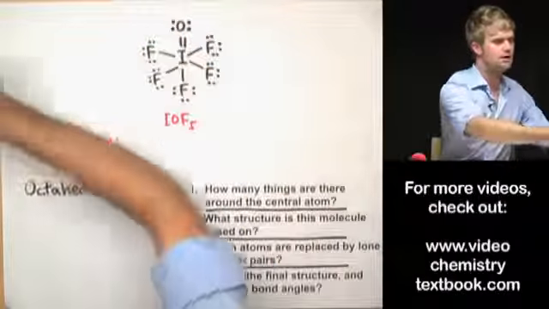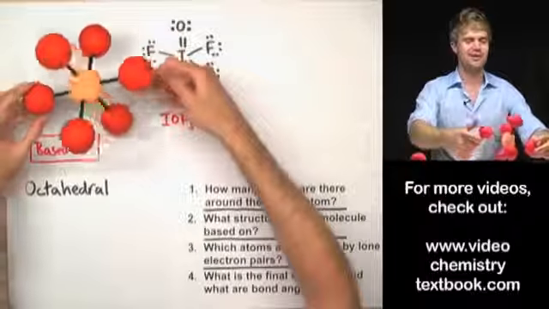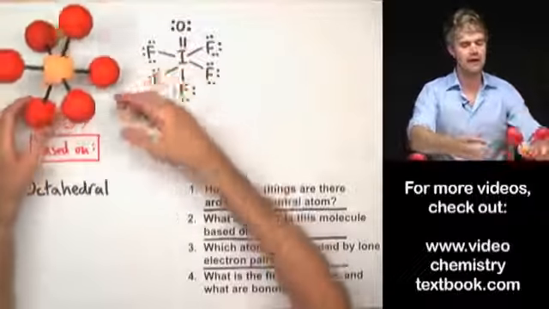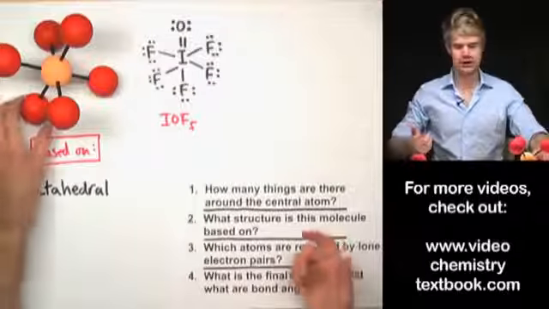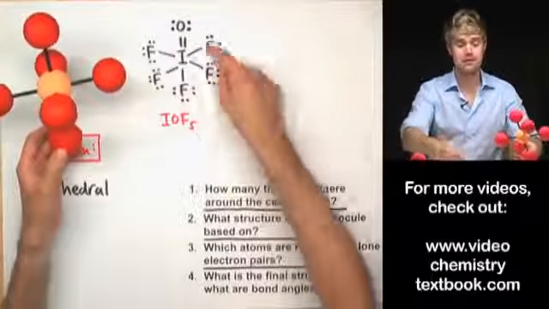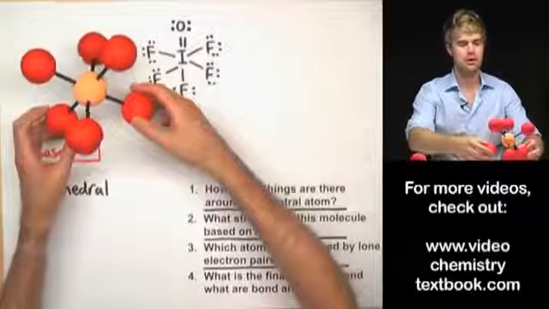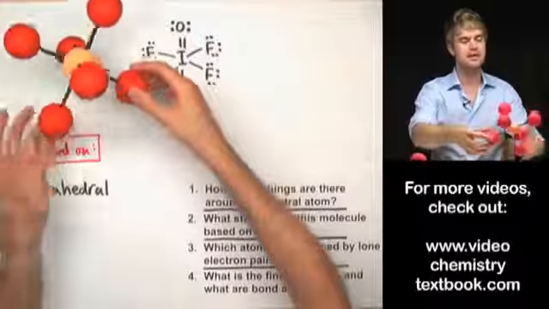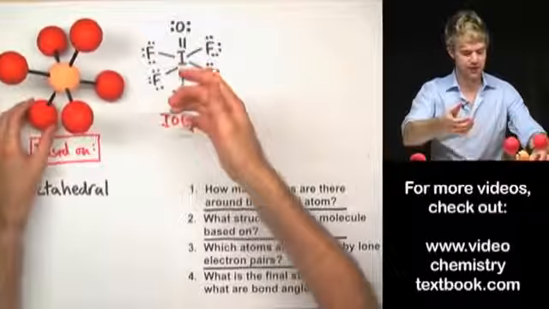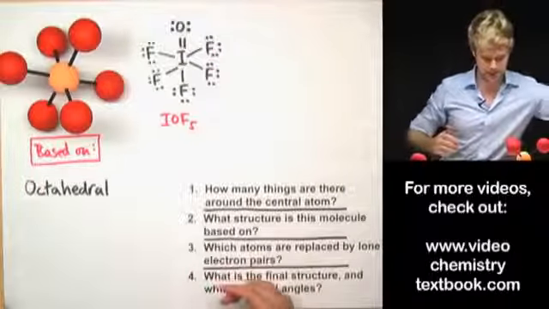Oh, that was the wrong one. It's based on, there we go, that's my octahedral molecule. Now, which atoms are going to be replaced by lone electron pairs? They're not going to be, because there are no lone electron pairs in this molecule. So that means that every single one of these atoms is going to be in place here. And my final structure is going to be octahedral.